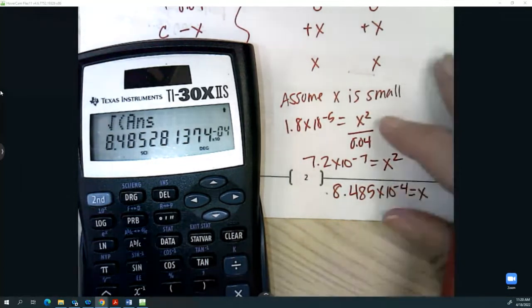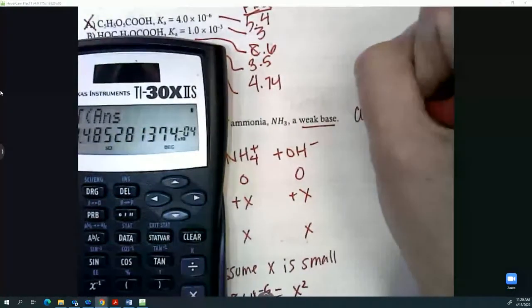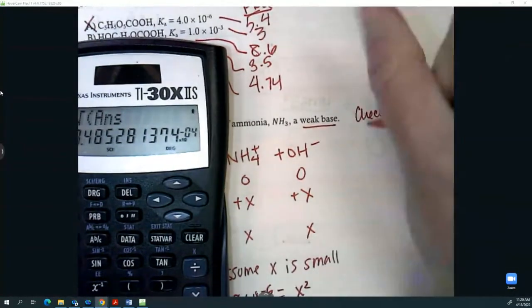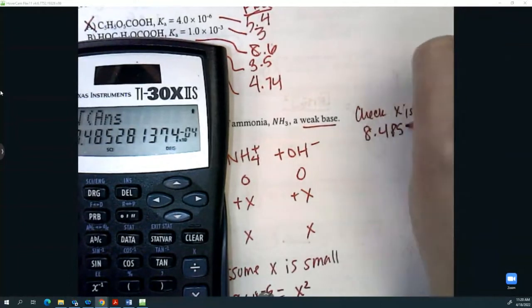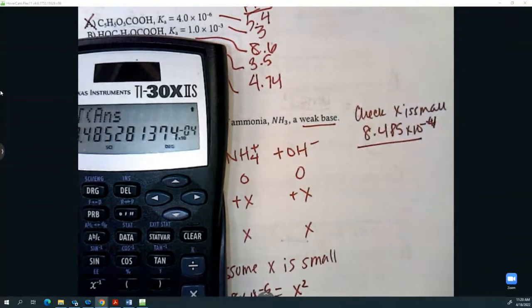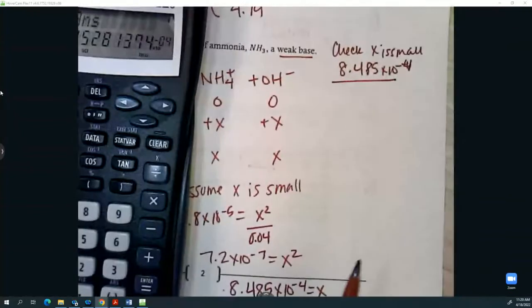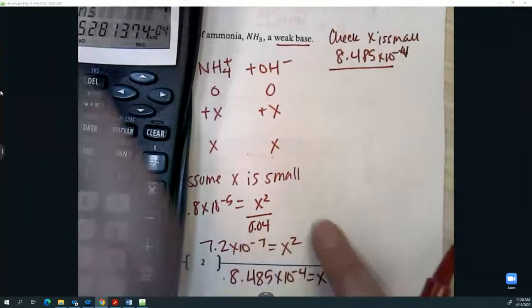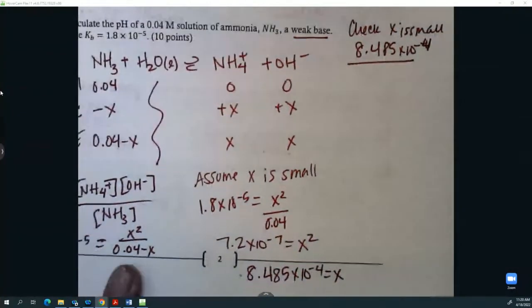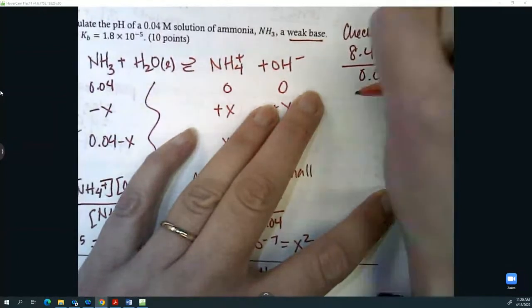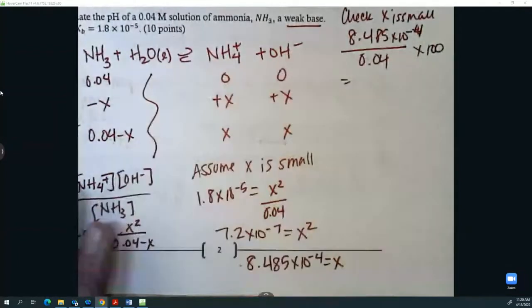All right, first I'll just check if X is small. Just make sure it really was. You should always do that anytime you assume that. So I take the X that I got, so the 8.485 times 10 to the minus 4th, and write that, divided by where I ignored it, so that was the 0.04, and then multiply that by 100. It looks like it will be small to me, but we'll just make sure.